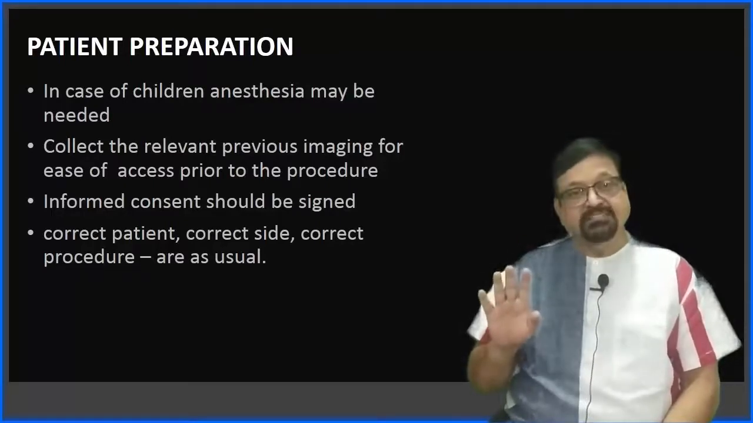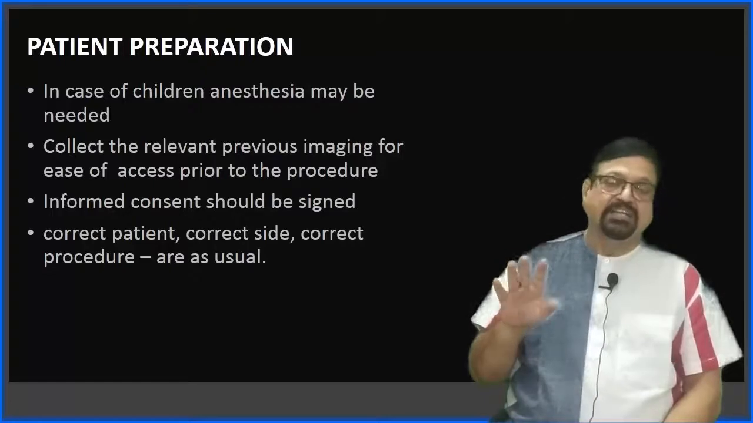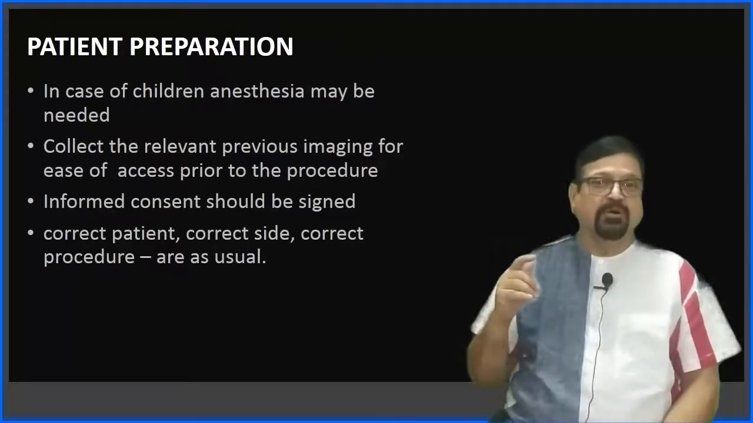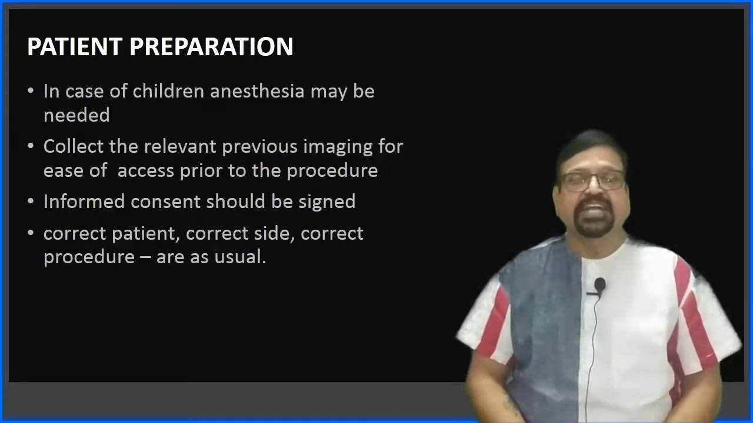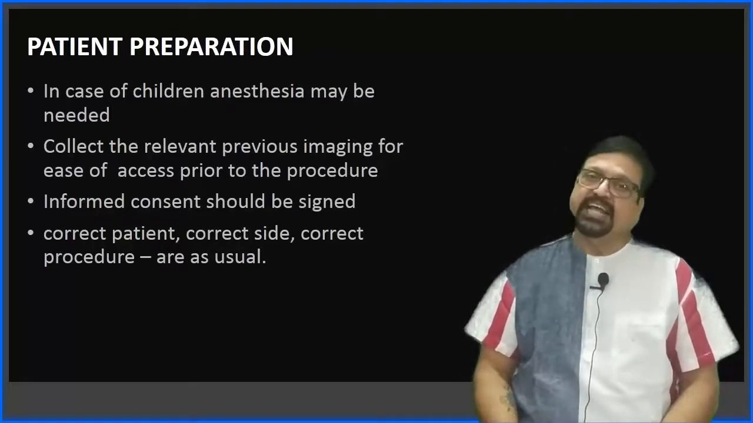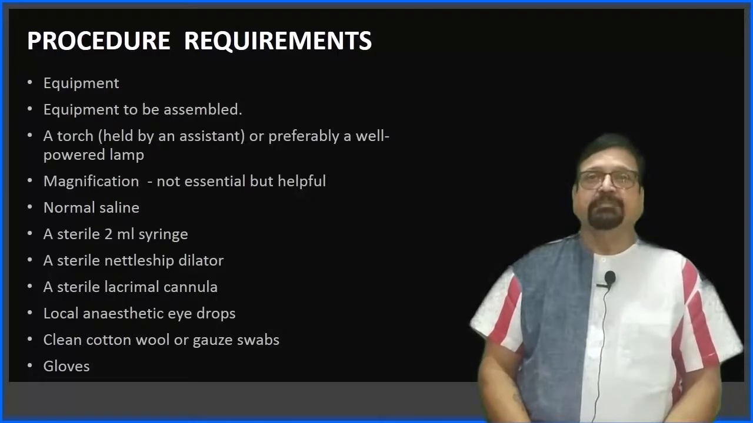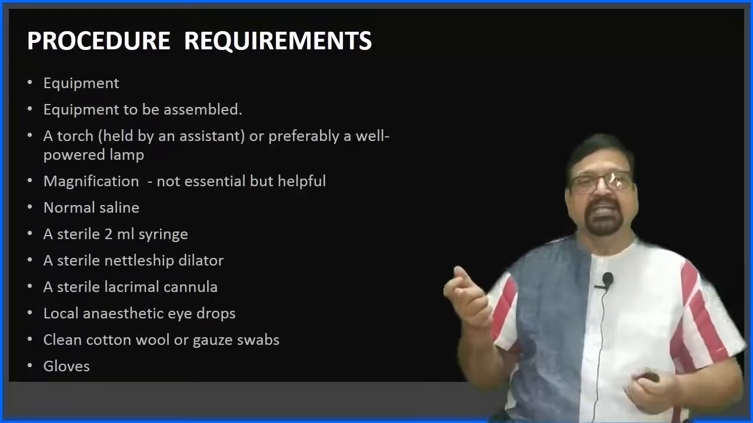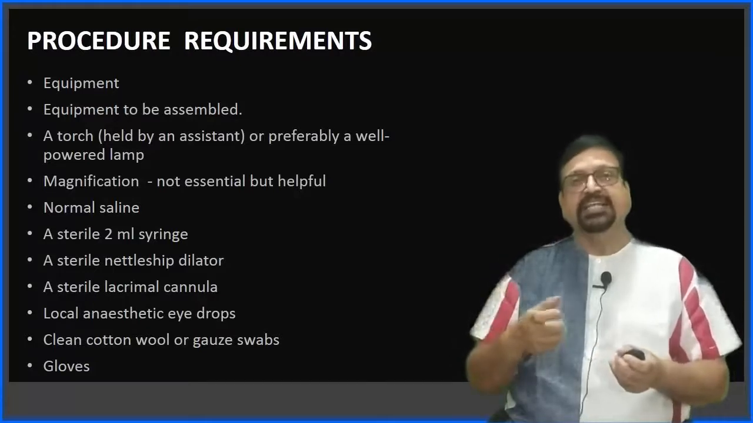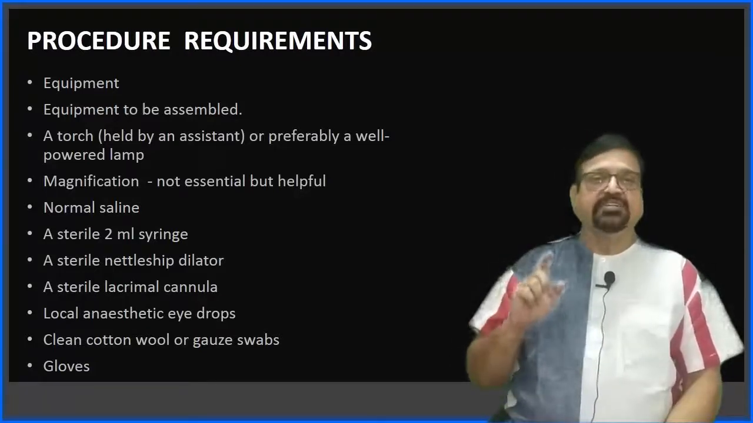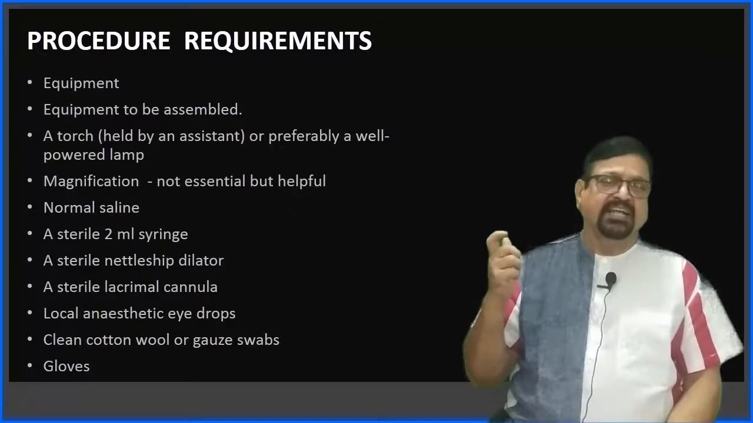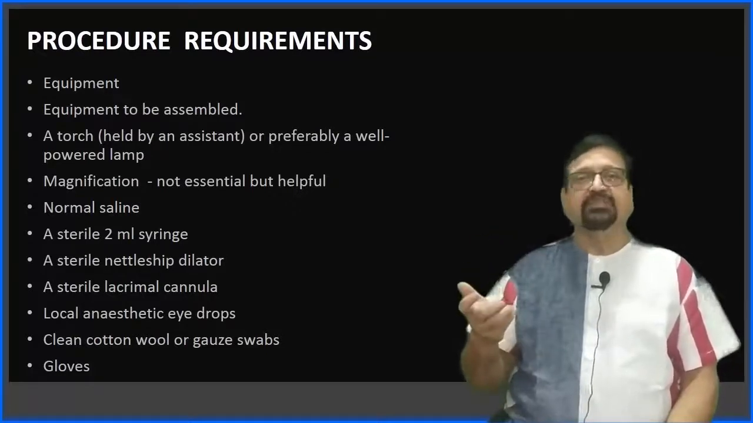Now, side is required when you are doing bilaterally, but when you are doing only one side, that is not important. Patient identification and other IDs has to be there. Now let us come to the equipment part. Now equipment to be assembled. So you have to have assembly to connect the syringes to the needles. Now second is a torch or light, or sometimes the mobile light works.